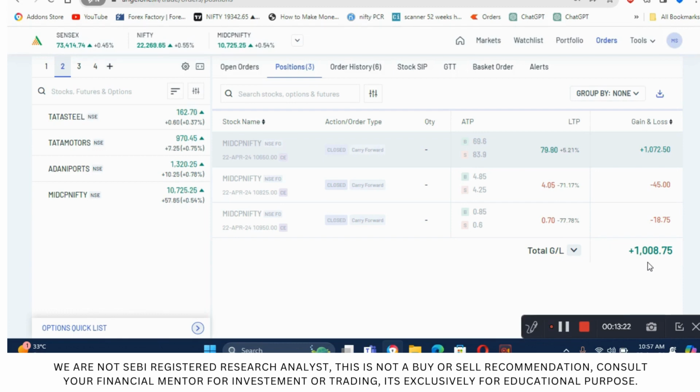That's the reason I exited the trade, and the second reason is I already achieved my target of 1008 rupees. That's the reason I exited the trade. Friends, I will show you the basis of my trade, why I took the trade. I will show it to you.